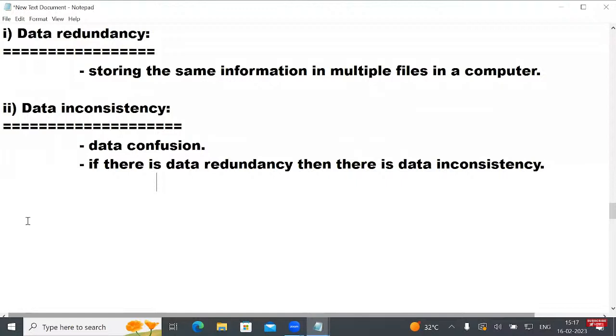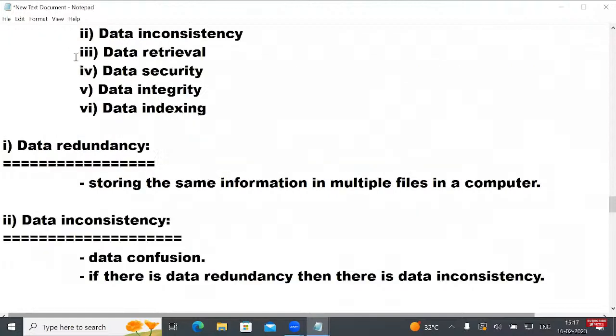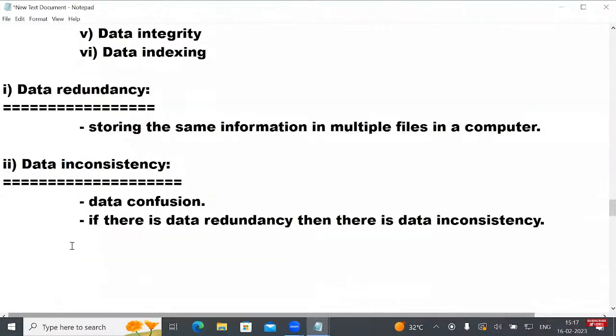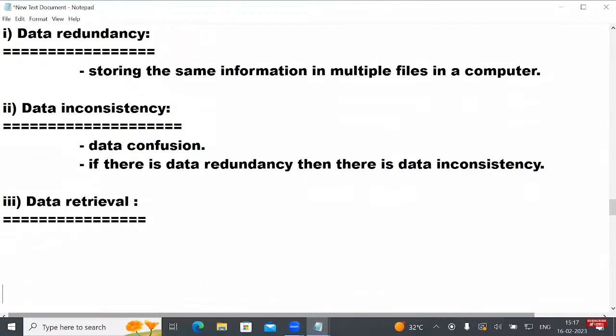Now, the next one. What is the next one? Data retrieval problem. One more problem is there in flat files. What is that? Data retrieval. Retrieval means reading of data. Data reading. Yes or no?